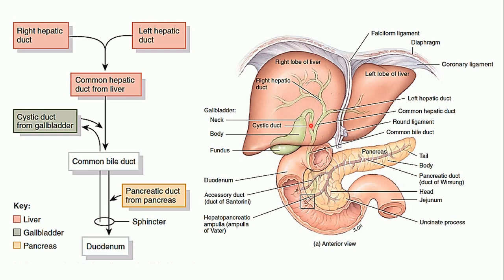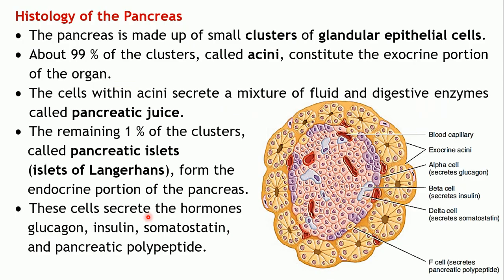Okay, so the cystic duct will unite with the common hepatic duct to form the common bile duct. Here, this one. And further, this common bile duct will unite with the pancreatic duct from the pancreas, and both the secretions, that is bile from the liver and the pancreatic juices from the pancreas, will be emptied into the duodenum through this hepatopancreatic ampulla, which is regulated by the sphincter. Okay, so this is how the flow of bile and pancreatic juices will take place.